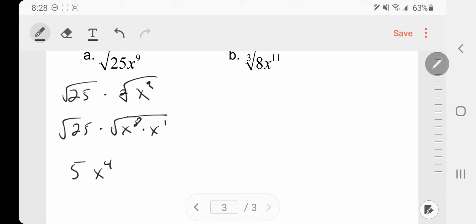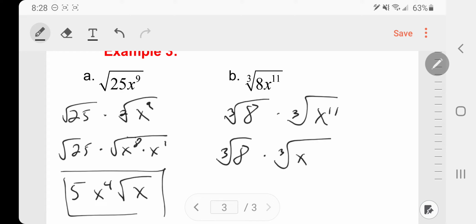So we're going to go ahead and break that apart. I have x to the 9th, and now the leftover to get that to 11 would be x squared.